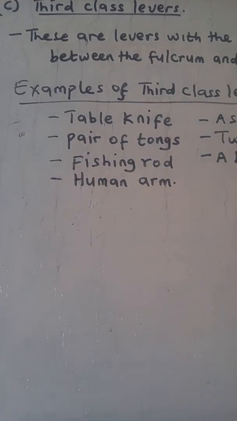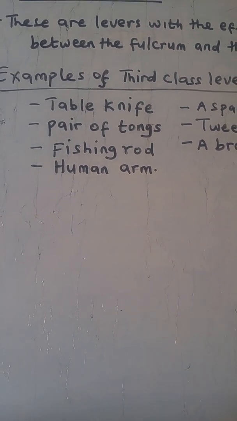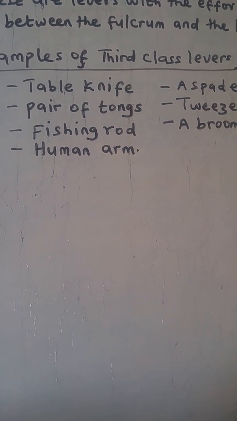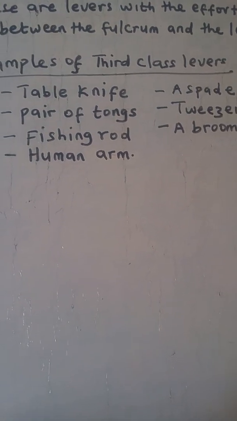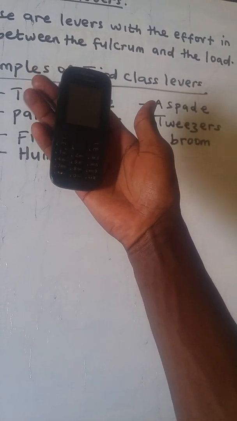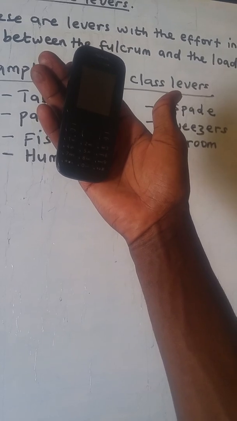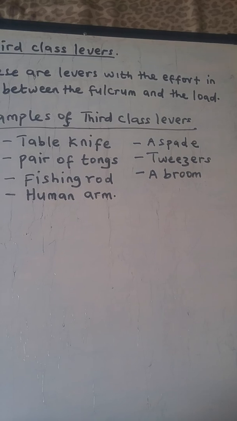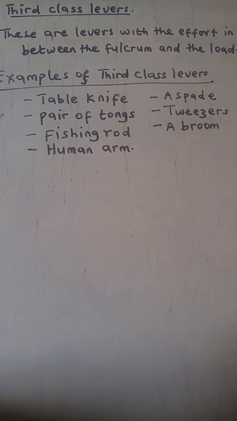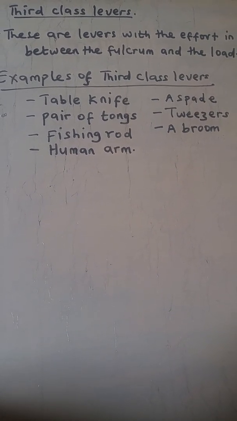You see, a table knife, that one we know it. A pair of tongs, we always use it for holding things. The fishing rod, sometimes the fishermen use it for catching fish. The human arm, see, the human arm. Now like this arm of mine, where I will put this phone is the load. Then here, there is a fulcrum. And then in between, there is an effort. So the effort is between the fulcrum and the load. So that is all we can say about third class levers, giving the definition, the meaning, and then the examples.